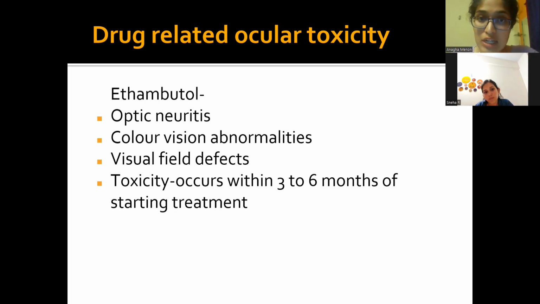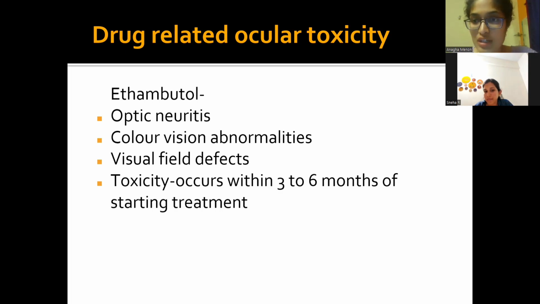So this slide was put up so that I could explain about drug-related ocular toxicity. Ethambutol is a double-edged sword. You want to treat the infection, but at the same time, it's giving you optic neuritis. Okay, so that is important. We have to keep it as a side effect and monitor the dosage that the patient is taking.